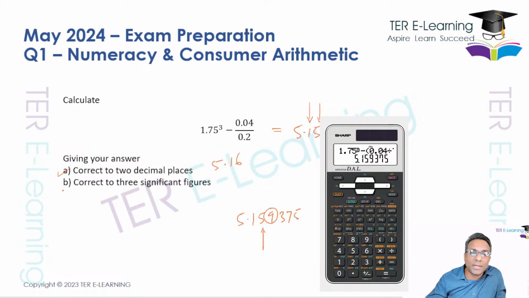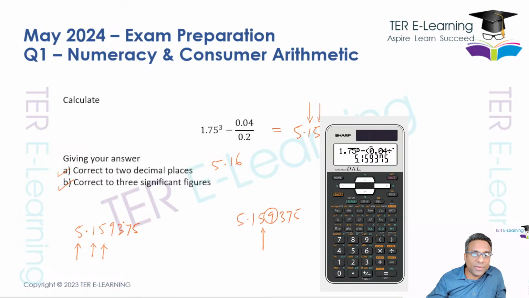In part B, we want to write our answer to 3 significant figures. So again, you need to look at the actual answer. That's 5.159375. And if we want this to 3 significant figures, this 5 is my first significant figure. This is my second, right? And this is my 3rd significant figure.